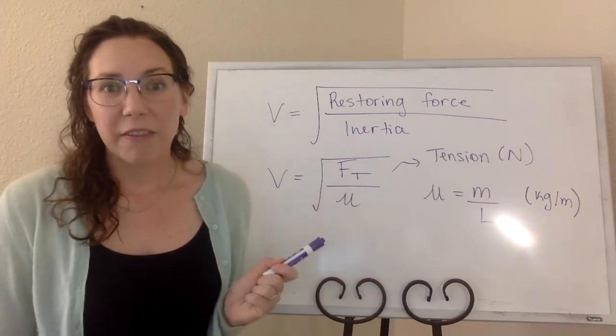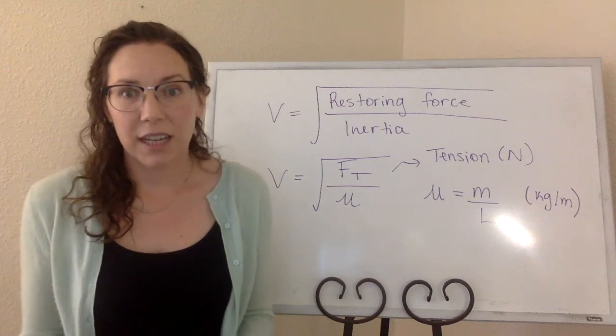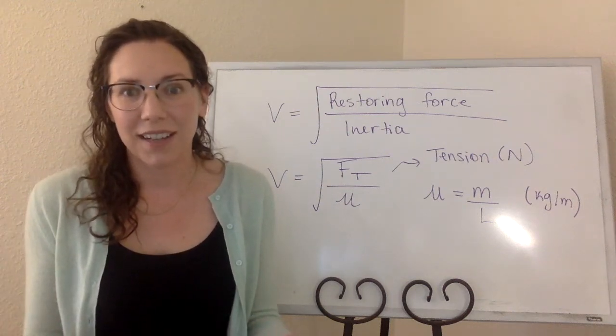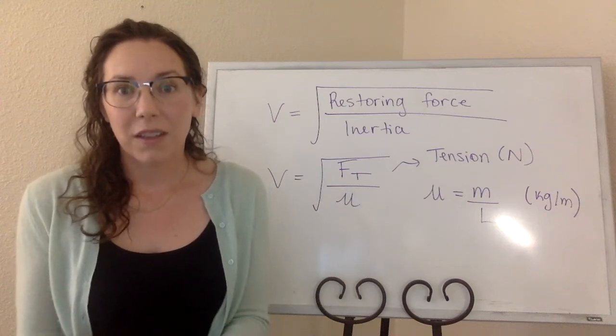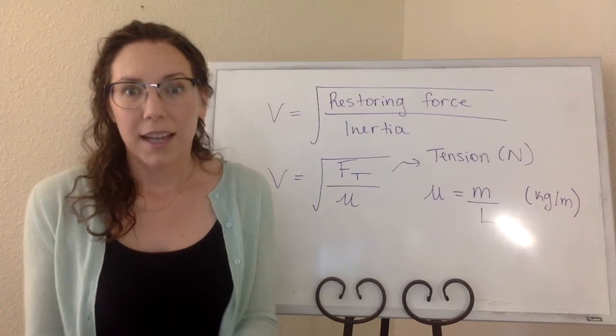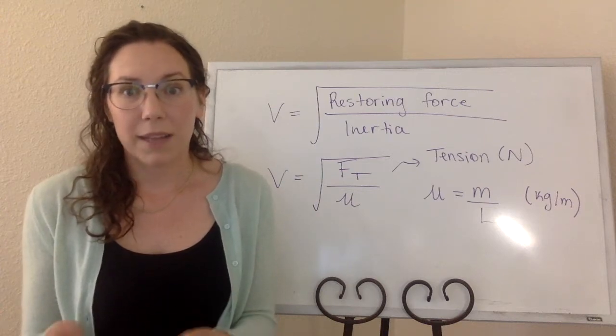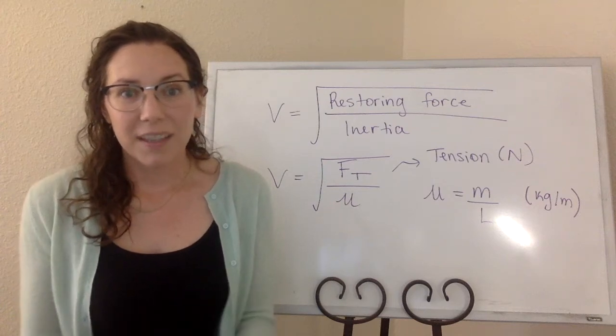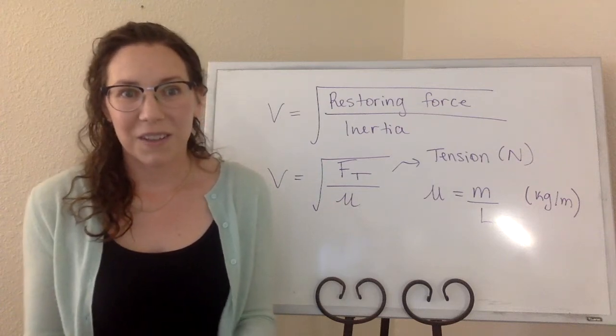Specifically for a wave on a string, the speed will be the root of Ft over mu. Ft is the tension in the string in newtons, which we'll look at cases where this is constant throughout the string. And then mu is called the linear mass density. This is the mass per unit length for the string. It's m over L, so that's mass in kilograms over length in meters. And this will give us the speed of the waves throughout the string.